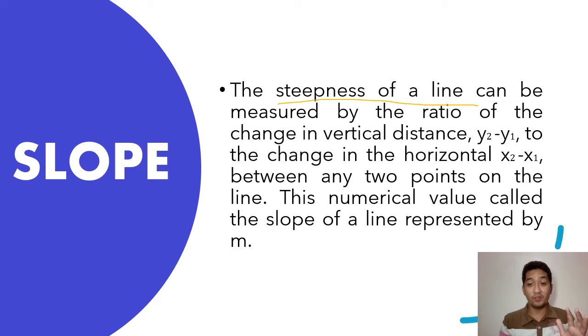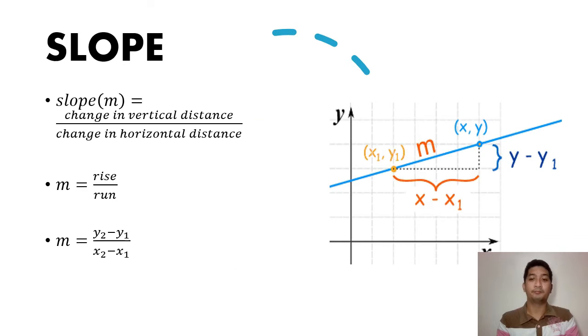It refers to the steepness of a line and it is represented by m. Always remember that a slope can be measured by finding the ratio of the change in the vertical distance and the change in the horizontal distance, and it is represented by the letter m. The steepness of a line is also referred to as the slope of a line.